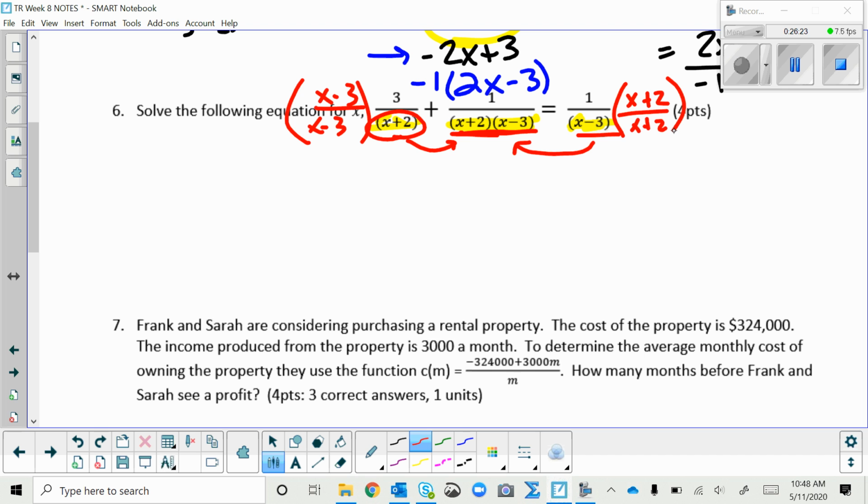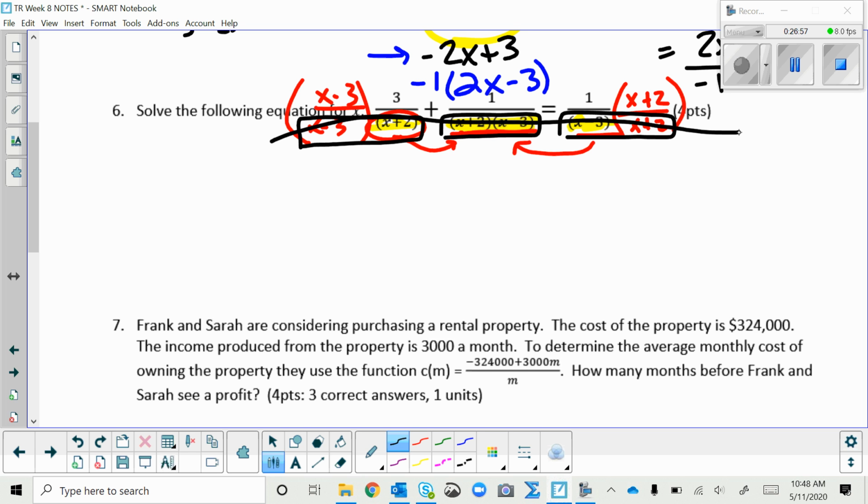So now that I have put those red fractions in there, x minus 3 on the left, and x plus 2 on the right, notice the denominators are now all the same. x plus 2 times x minus 3, x minus 3 times x plus 2, x minus 3 times x plus 2. Now that they're all the same, and because this is an equation, just drop those off. And now just do math on the numerators.